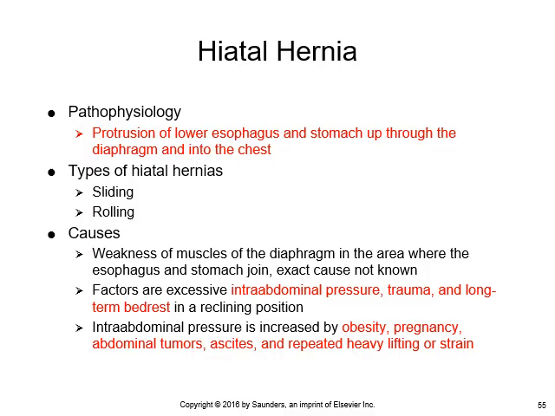Hiatal hernia is a protrusion of the lower esophagus and stomach up through the diaphragm and into the chest. The cause is weakness of the diaphragm muscle in the area where the esophagus and stomach join, but the exact cause is unknown. There will be increased intra-abdominal pressure because of reasons like obesity, pregnancy, abdominal tumors, ascites, and maybe repeated heavy lifting or strain.